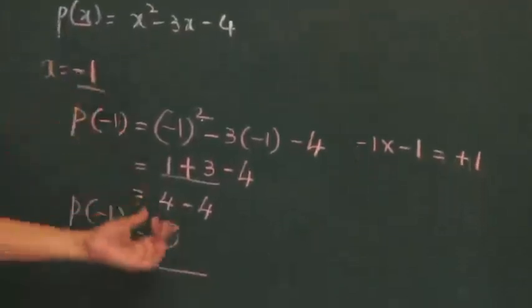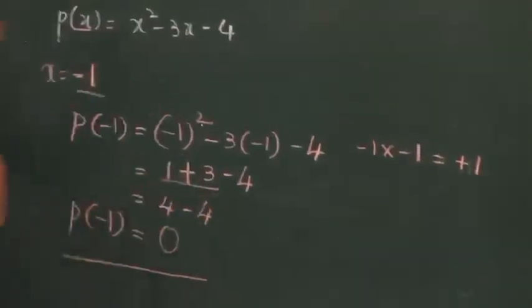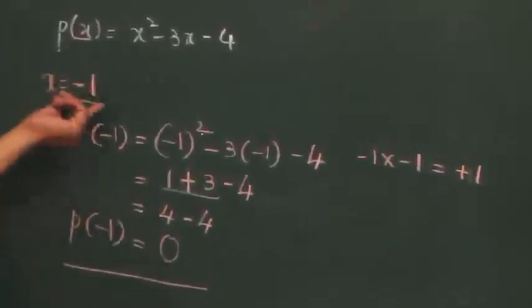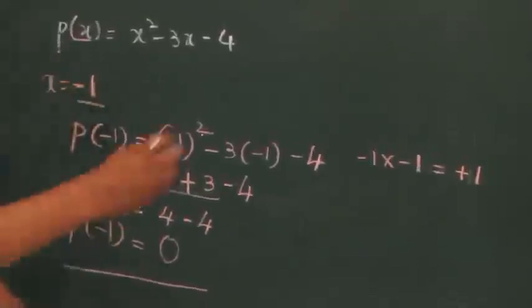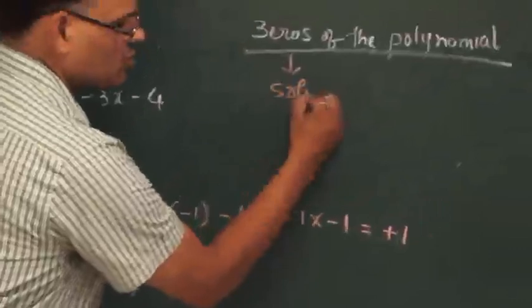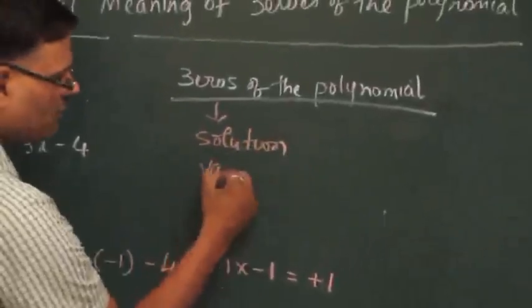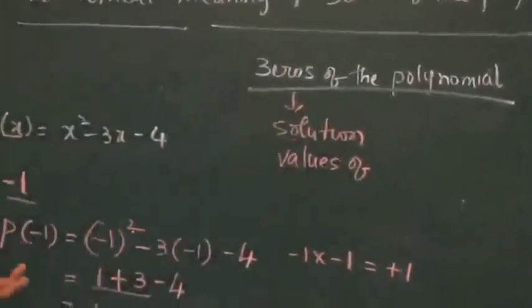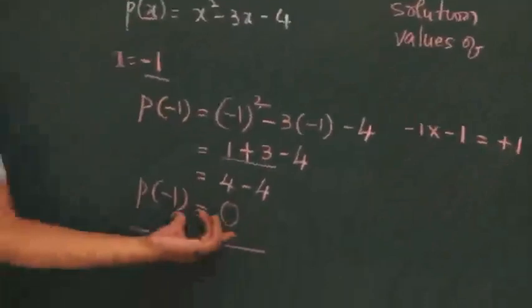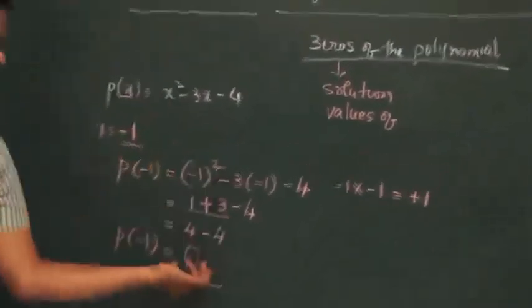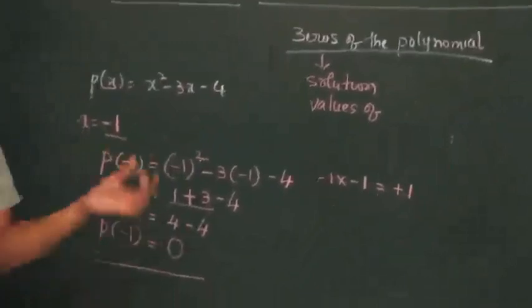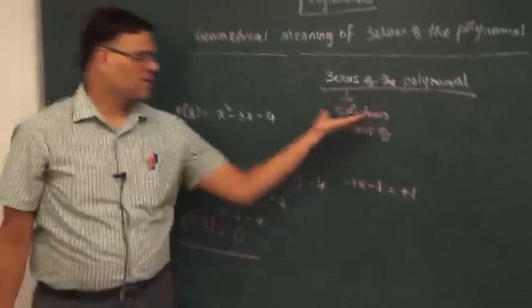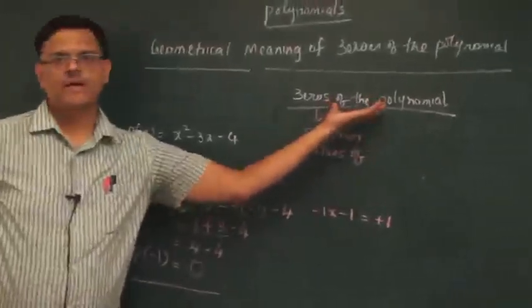For any expression, if the remainder is 0, the given value will be the zero of the polynomial. Zeros is nothing but the solution or value of the polynomial. Here P of minus 1 is equal to 0, so in any expression, if 0 is the answer, the given value will be the zero, or solution, of the polynomial.